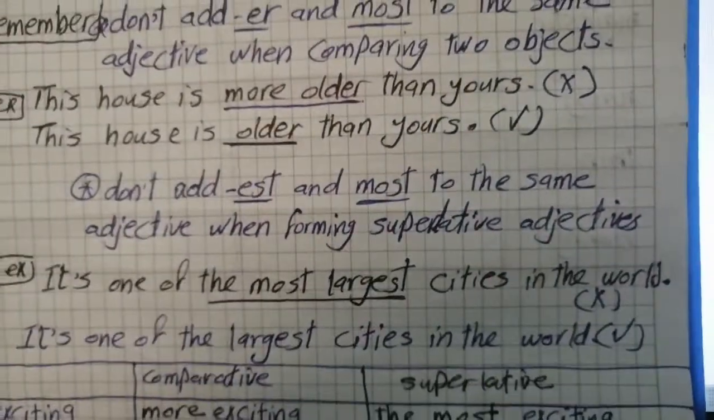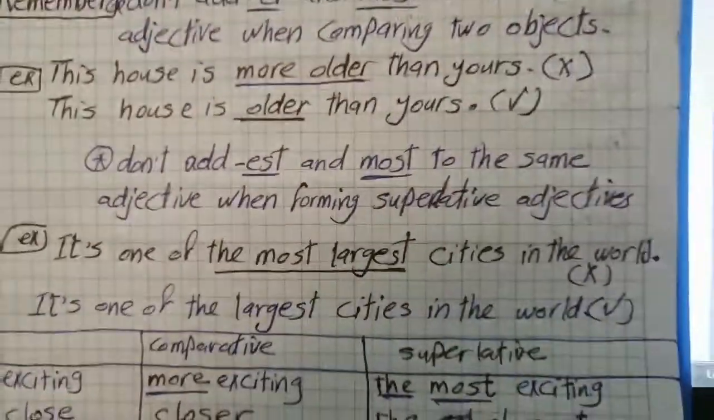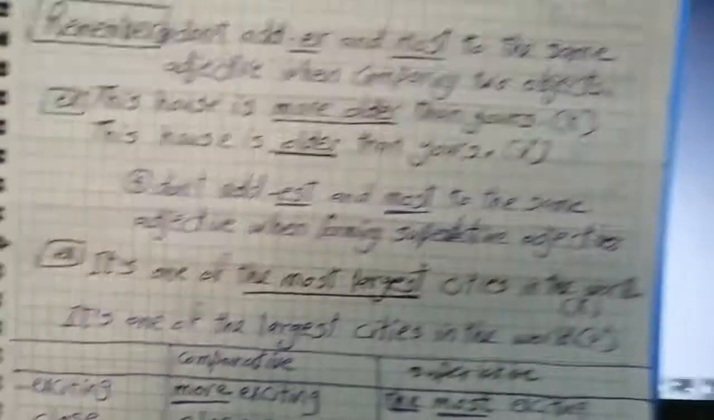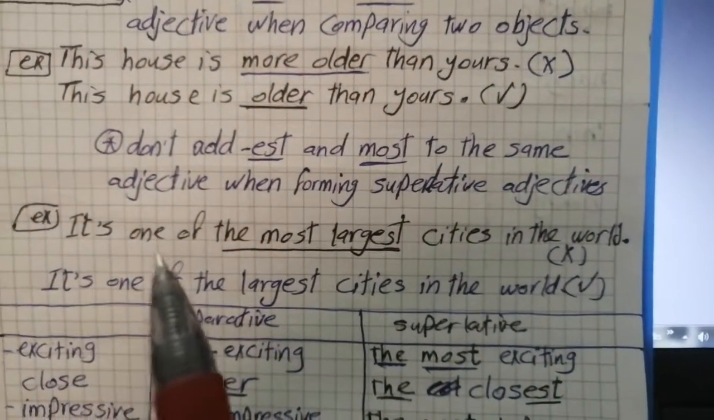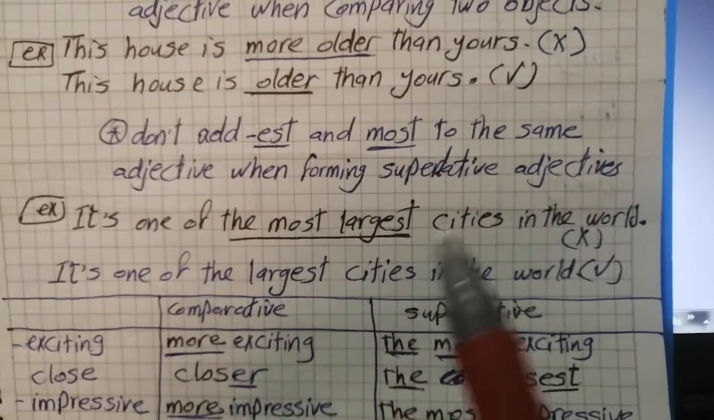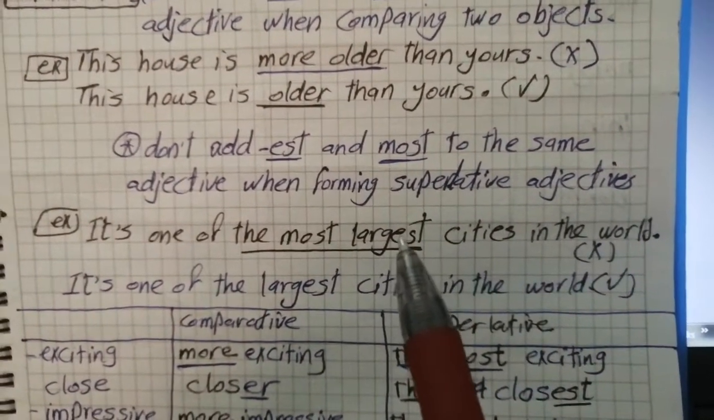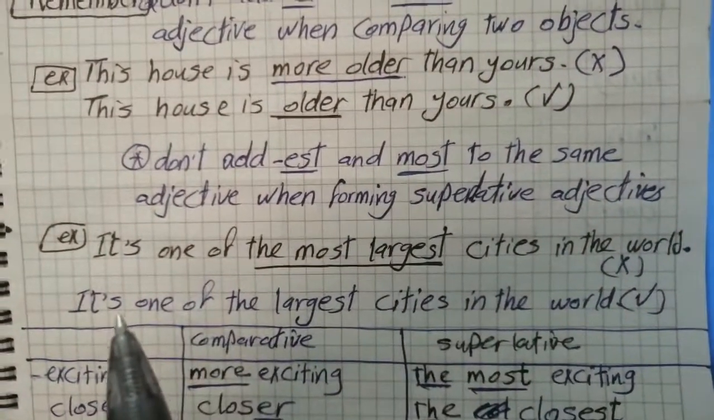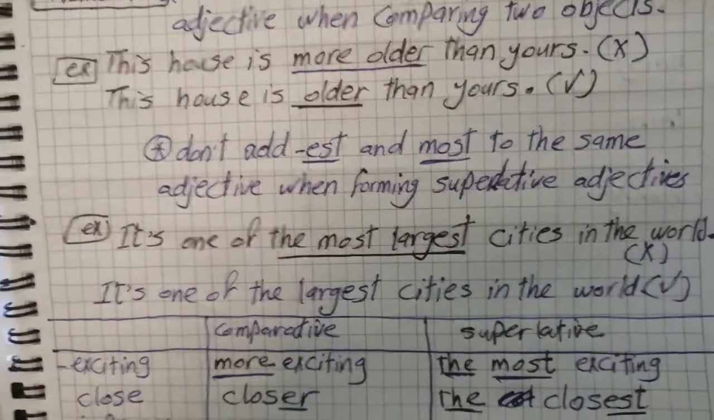Also, don't use -est and most with the same adjective when forming a superlative. So, for example, it's one of the most largest cities in the world. Most with -est, in the superlative, is not correct here. The correct sentence is: it's one of the largest cities in the world. This is the correct form.